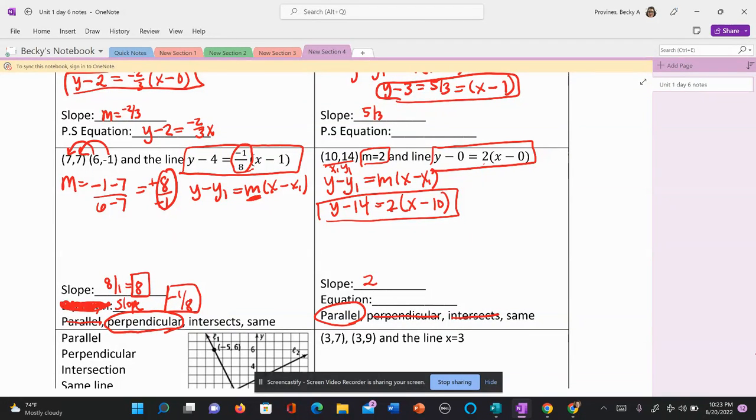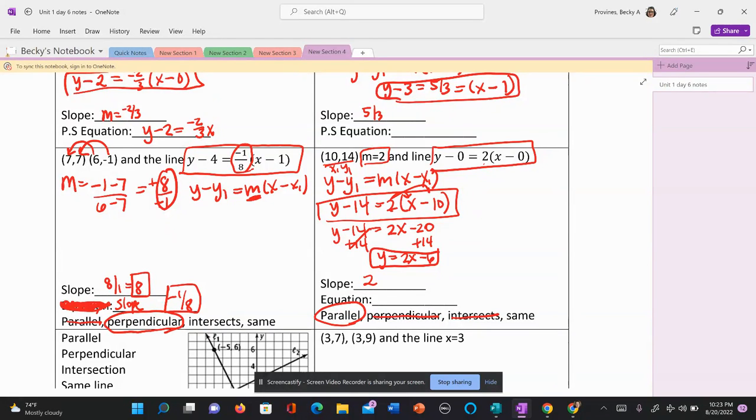Now, to determine if they're the same, here's the thing though. You could plug any point into this. We have to change the form to see if they're the same. Okay, and I know you don't want to, and I'm sorry. So what you have to do though is you have to put it into slope intercept. Okay, so it's just a couple little steps. We're going to distribute. So 2x minus 20 and add 14. So y equals 2x minus 6.